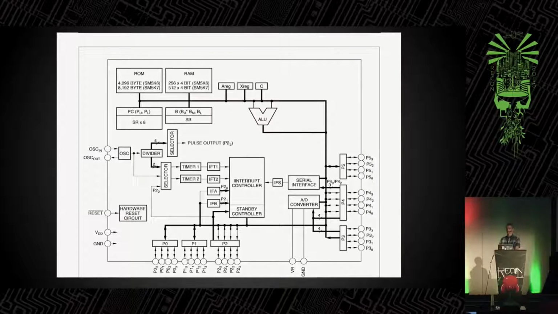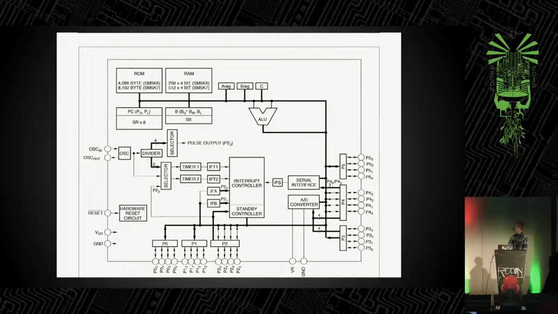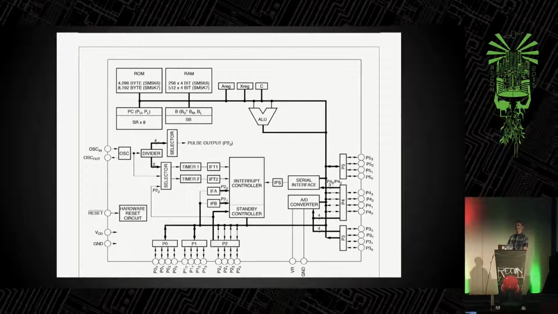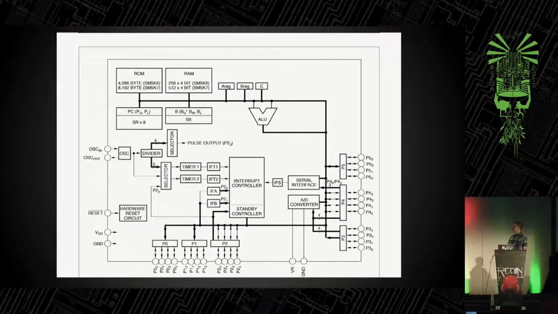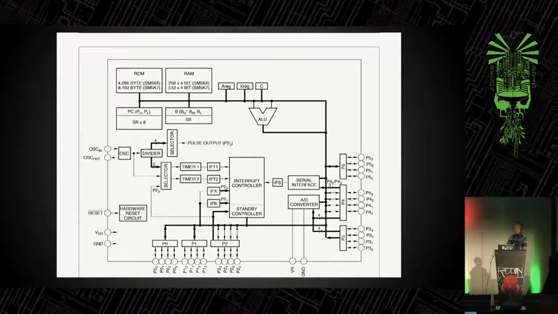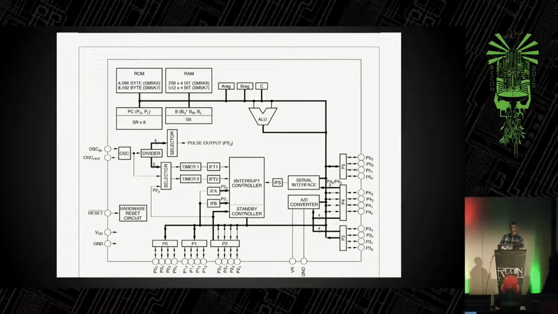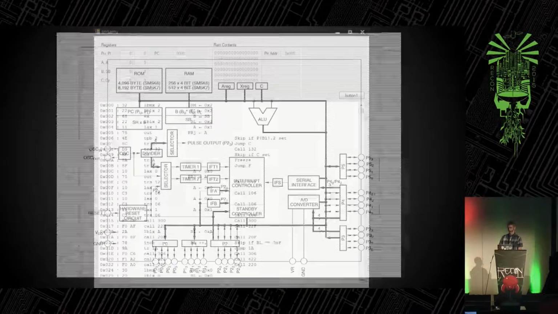Here's a block diagram of the CPU. It's a 4-bit CPU. It has 1K of ROM. It has 32 nibbles, not bytes, nibbles of RAM. So that's 16 bytes of RAM, and it has 4 stack levels. So no recursion. Not that you'd have room to do anything anyway.